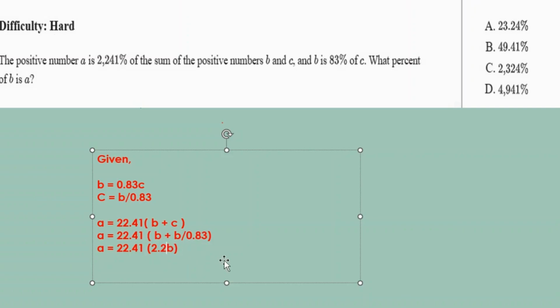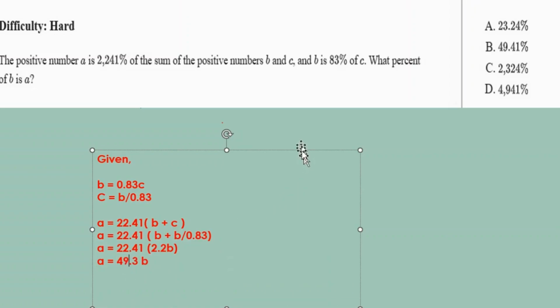And after that, what do we get here? 22.41 multiplied with 2.2 B. So we have to multiply with this one too. So multiplying that, what do we get? 2.2 multiplied by 22.41, and what we get here is 49.3 B. So now what we have here is A is equal to 49.3 times B. Okay, that's what we have here.